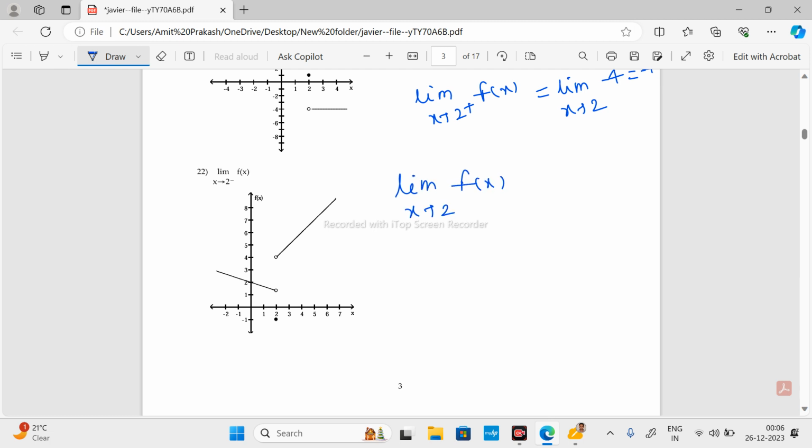Again, the problem number 22, we have to find out the left limit at x equals to 2. So this is x equals to 2, and we have to go to the left. Left means this side. So in the left side, the value of the function is, this is the limit x tends to 2, and this becomes 2.